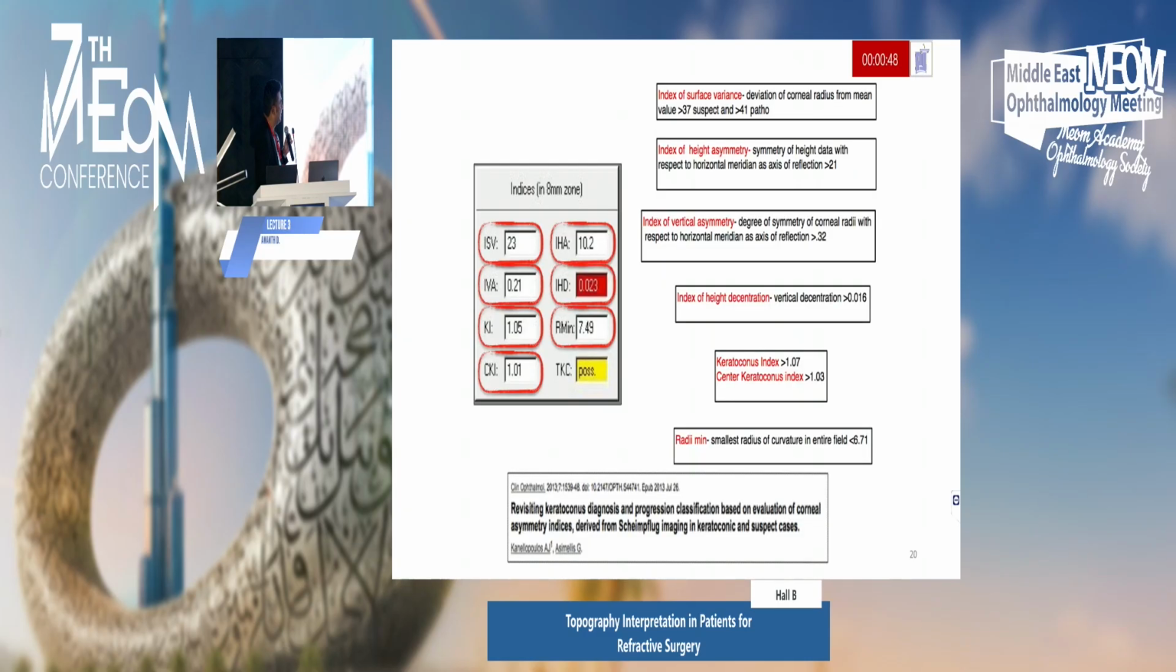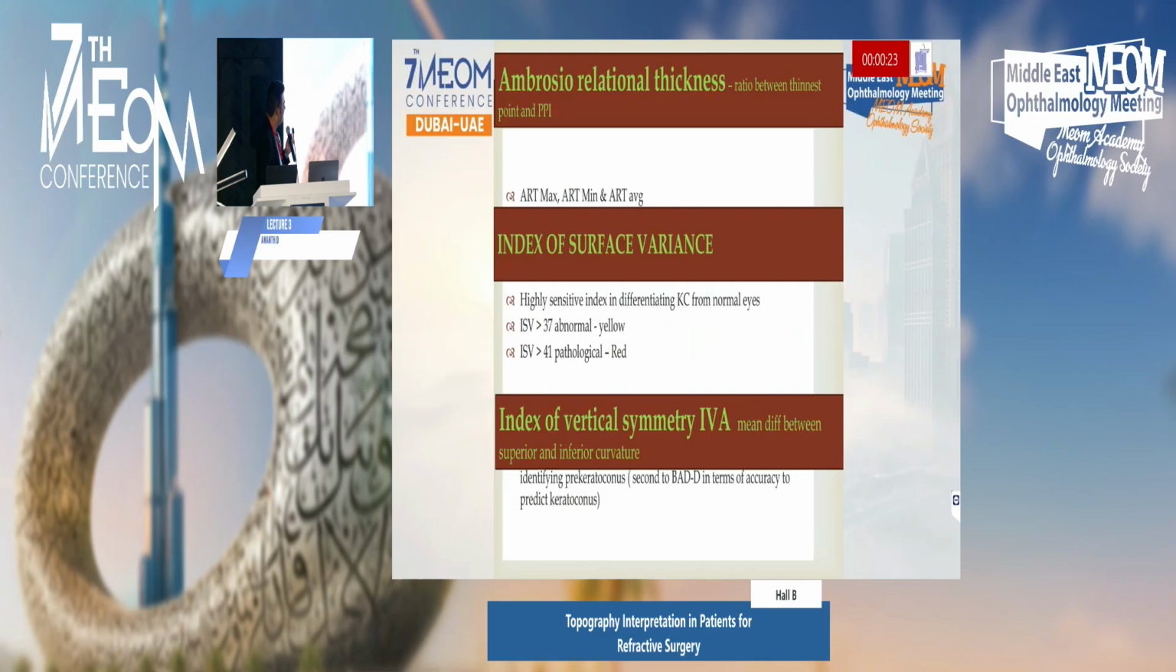So there are a few indices to detect patients ideal for refractive surgery: the index of surface variance, index of height asymmetry, index of vertical asymmetry, keratoconus index and central keratoconus index. Again, these take into account the elevation at the thinnest point and asymmetry from superior to inferior. If they cross beyond the normal values, they are highlighted, then we can suspect keratoconus patients and rule them out for refractive surgery. This is the thing which should be kept in mind.